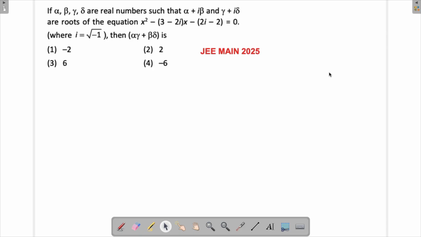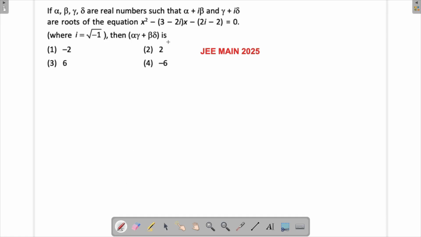All right, so let's do a question which appeared in JEE Main 2025. In this question, we have been given that alpha, beta, gamma, delta are real numbers such that alpha plus i beta and gamma plus i delta are roots of this equation. And as you can see in this equation, the coefficients are actually also complex numbers. Then we are supposed to find alpha gamma plus beta delta.